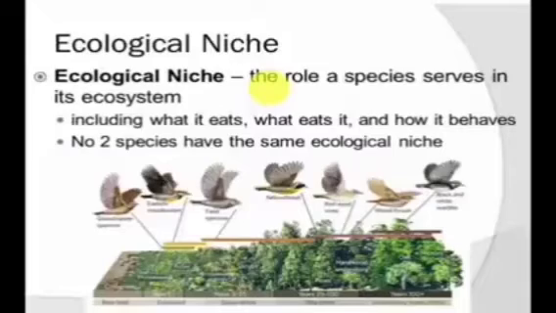An ecological niche, as you're seeing in the video, refers to the role a species serves in its ecosystem, including what it eats and how it behaves. No two species have the same ecological niche. A niche is dependent on what particular animal or species is eaten or it is eating. How does it behave, survive, or hunt its food or kill? All these characteristics define a particular kind of niche, a niche for that species.